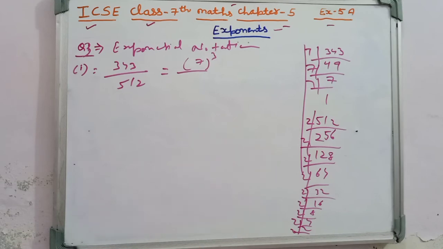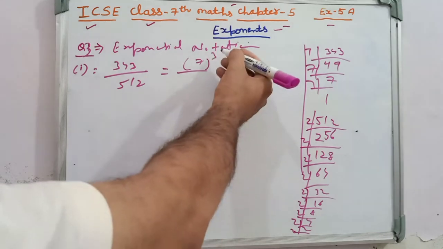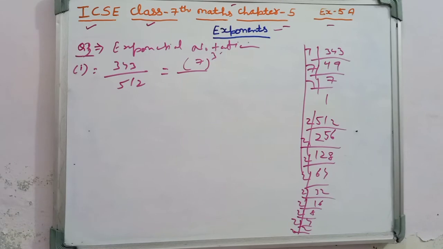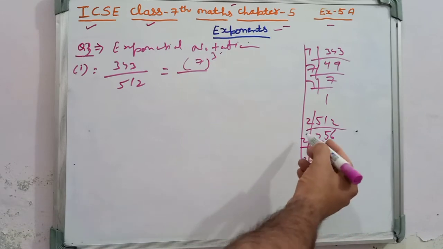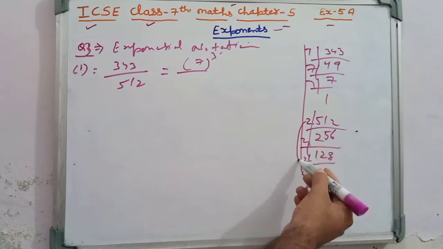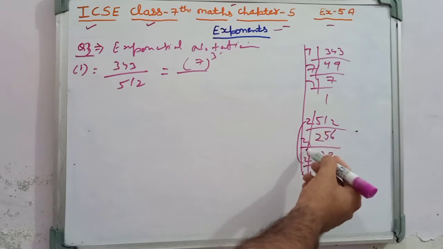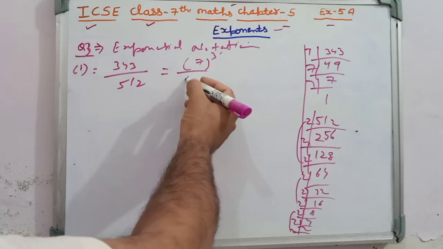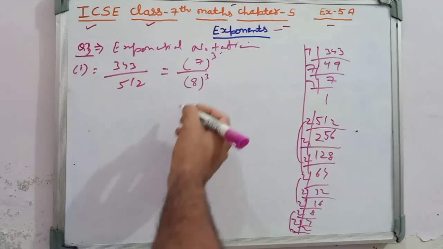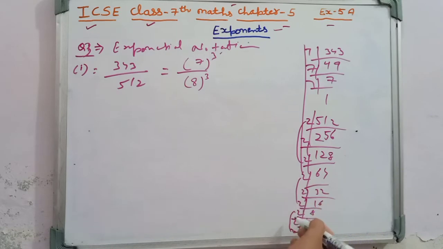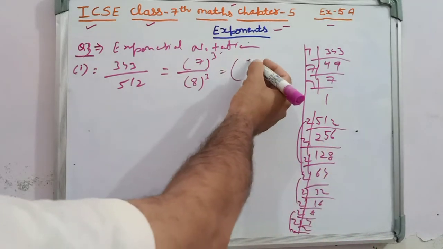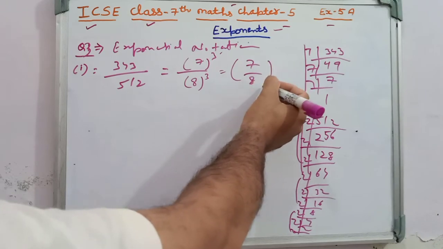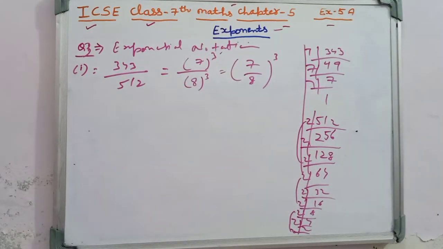We can think more. This is carrying power 3, so we can also make 3. Take 2 cubed: 2 times 2 is 4, 2 times 4 is 8. That means this can also be written as 8 raised to power 3. How many times has 8 come? 1 2 3. So we can write it as 7 upon 8 raised to power 3.